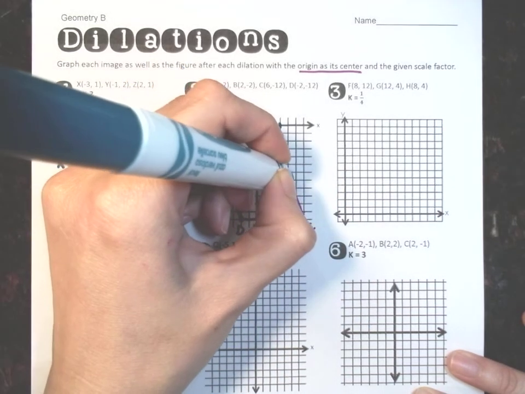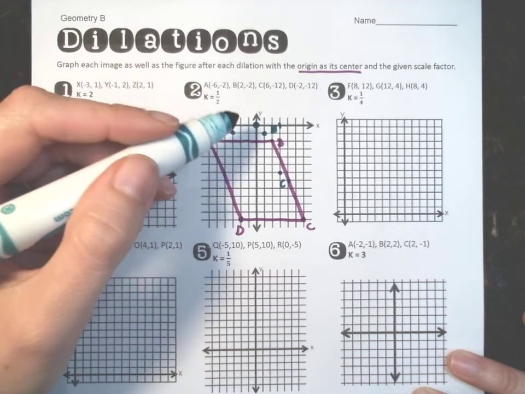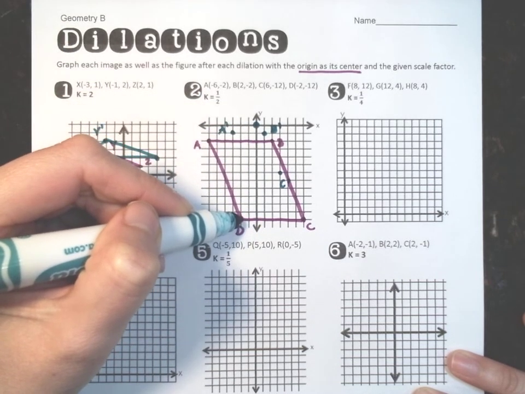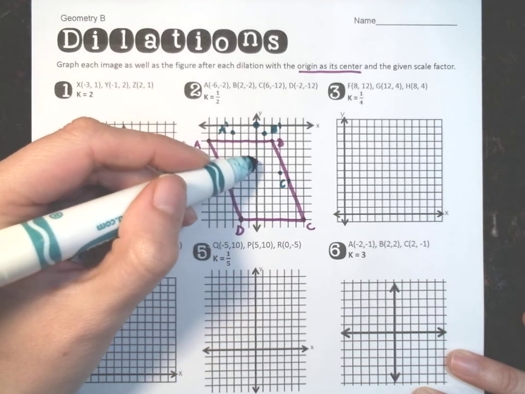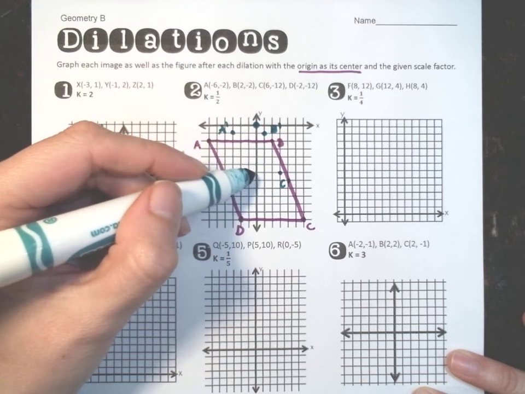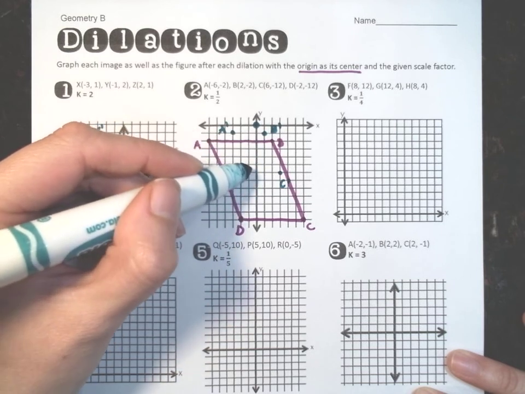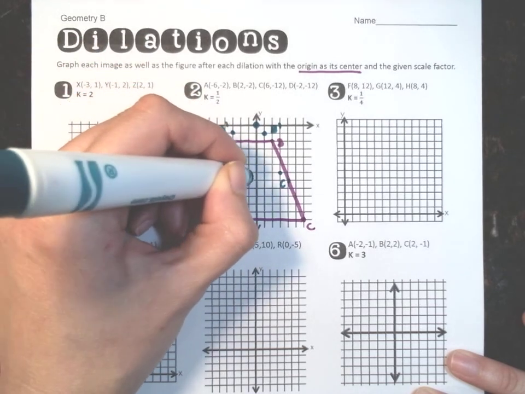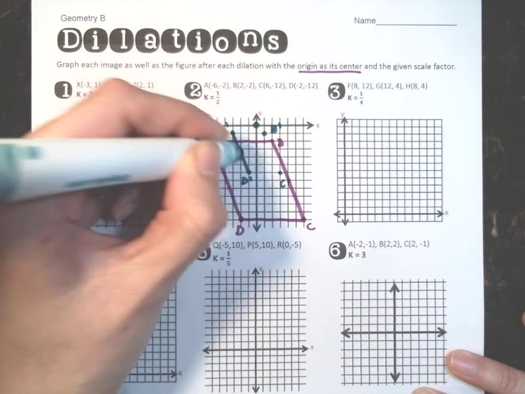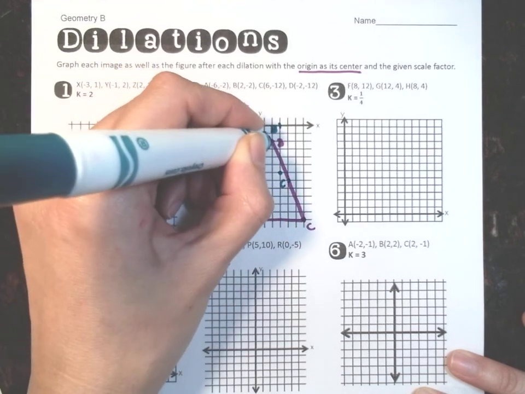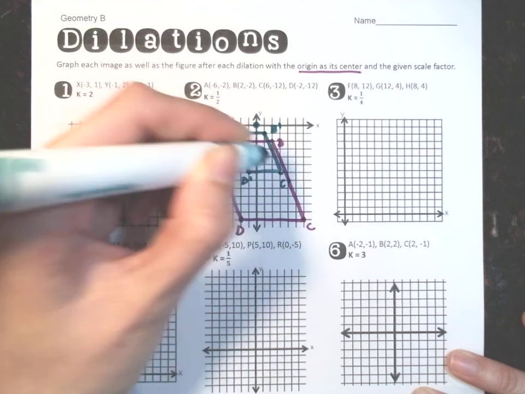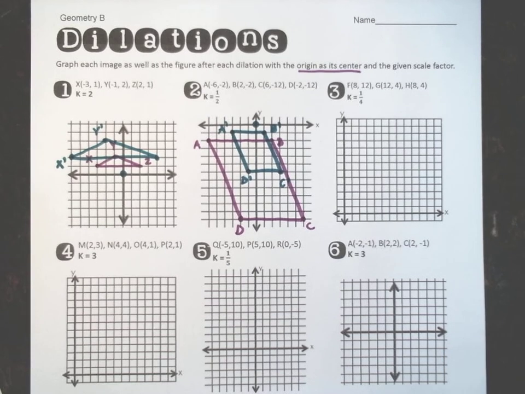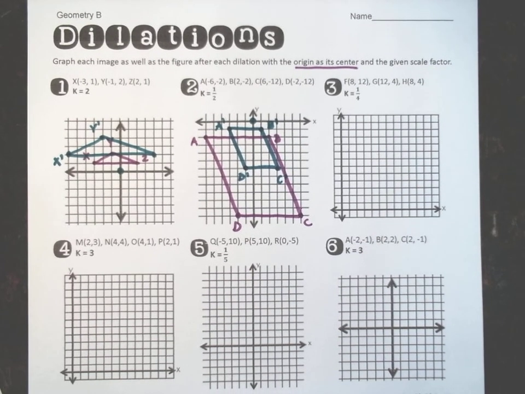And that's C prime. And for D, we go down 12 and we go to the left 2. So we're going to go down half of that, which would be 6. And instead of going to the left 2, we're going to go half of that, which is 1. And that is D prime. Okay, so you're going to go ahead and complete your assignment.